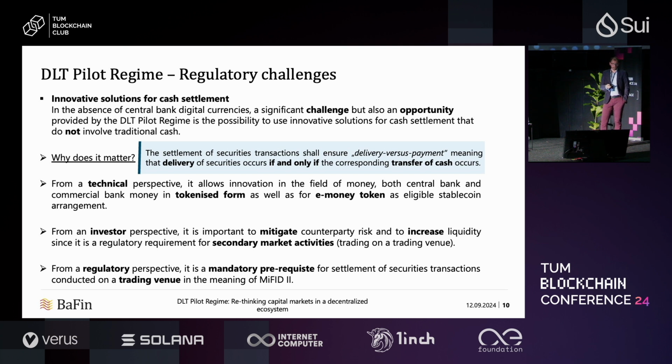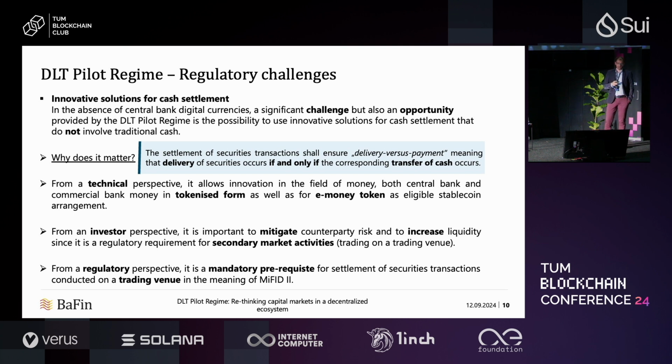What we also see, and what results from the application of the delivery versus payment process, is that settlement of securities transactions has to be settled in money. So therefore the European legislator also introduced that money in a tokenized form might be used, which is actually not really available for commercial bank money and central bank money. And on the other hand, it also allowed and introduced that e-money tokens can be used as one specific form of stable coins. From an investor perspective, it is, or let me first come to the technical perspective, because that is also important here for the audience.